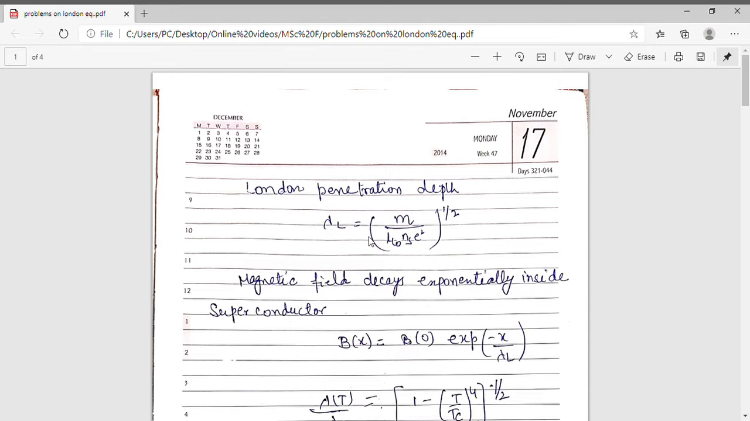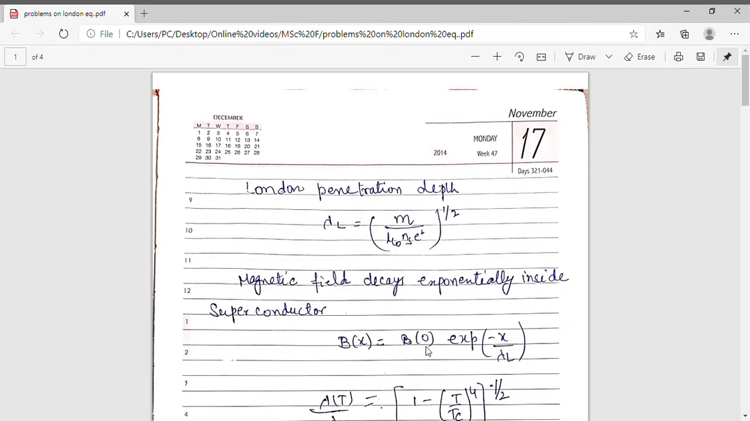Today, I will discuss the London penetration depth. As I have derived in my previous lectures, it has a value (m upon mu 0 ns e square) raised to the power half. This London penetration depth was derived by taking a specimen of superconductor and placing a magnetic field on the surface of this superconductor. The value of the magnetic field we have taken to be equal to B0.